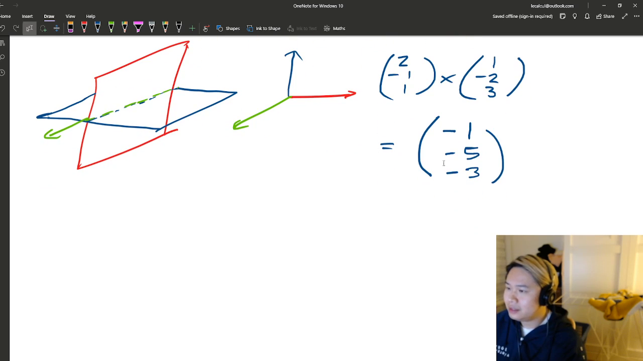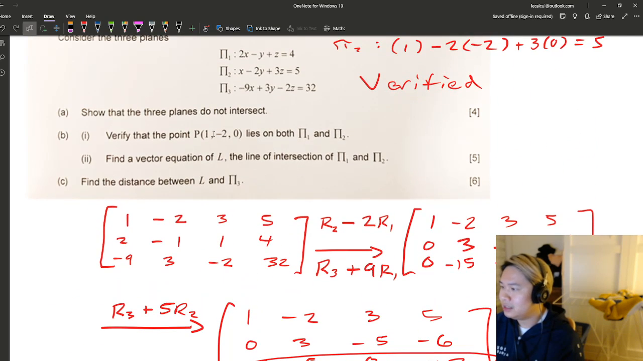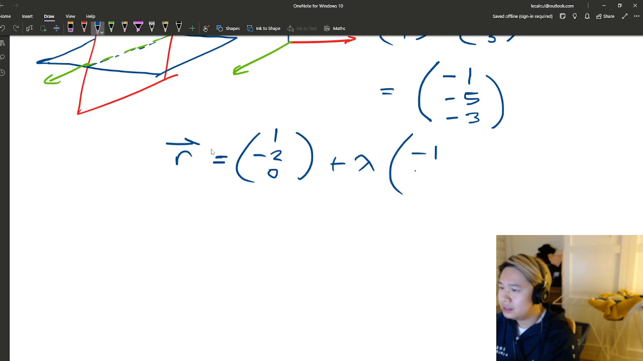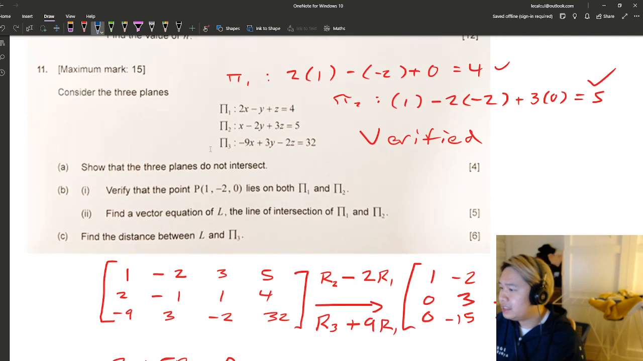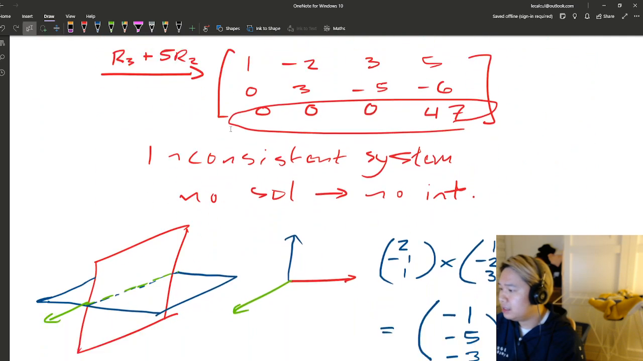Okay, so here's the direction vector of my line. So the equation of my line is going to be a position vector of a coordinate on the line, which they already told you is point P, 1, -2, and 0. And then we're going to add some scalar multiple of our direction vector. Easy peasy. Okay, and then lastly, find the distance between the line and the third plane.